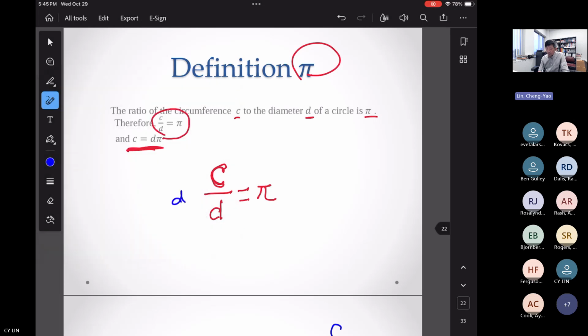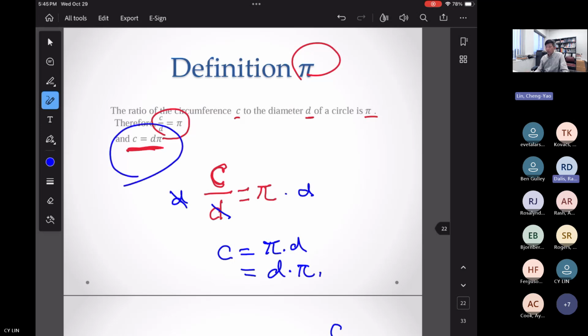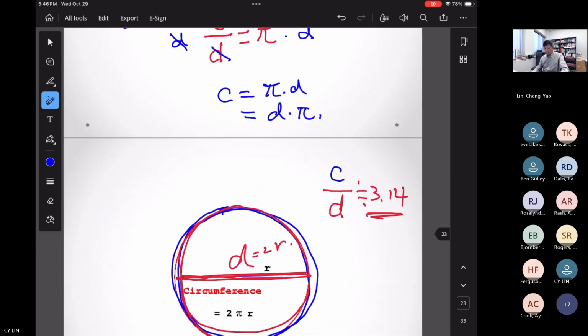Because I times D, I times D for both, so cancel out D, so C equals pi times D, which is equal to diameter times pi. So that's why if you would like to find the circumference and you know pi and you find the diameter, then you can find the circumference.